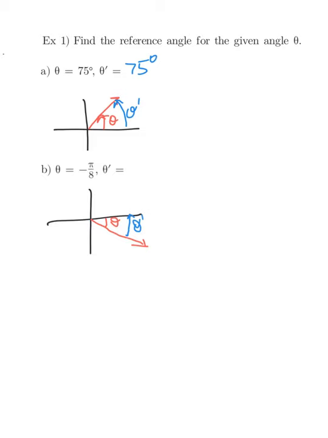Well, we already know that in the negative, that distance was pi over 8 radians. In order to do a reference angle for a negative angle in the fourth quadrant, it's the same measure, but the positive version of it. So what was that angle measure? Pi over 8 radians.